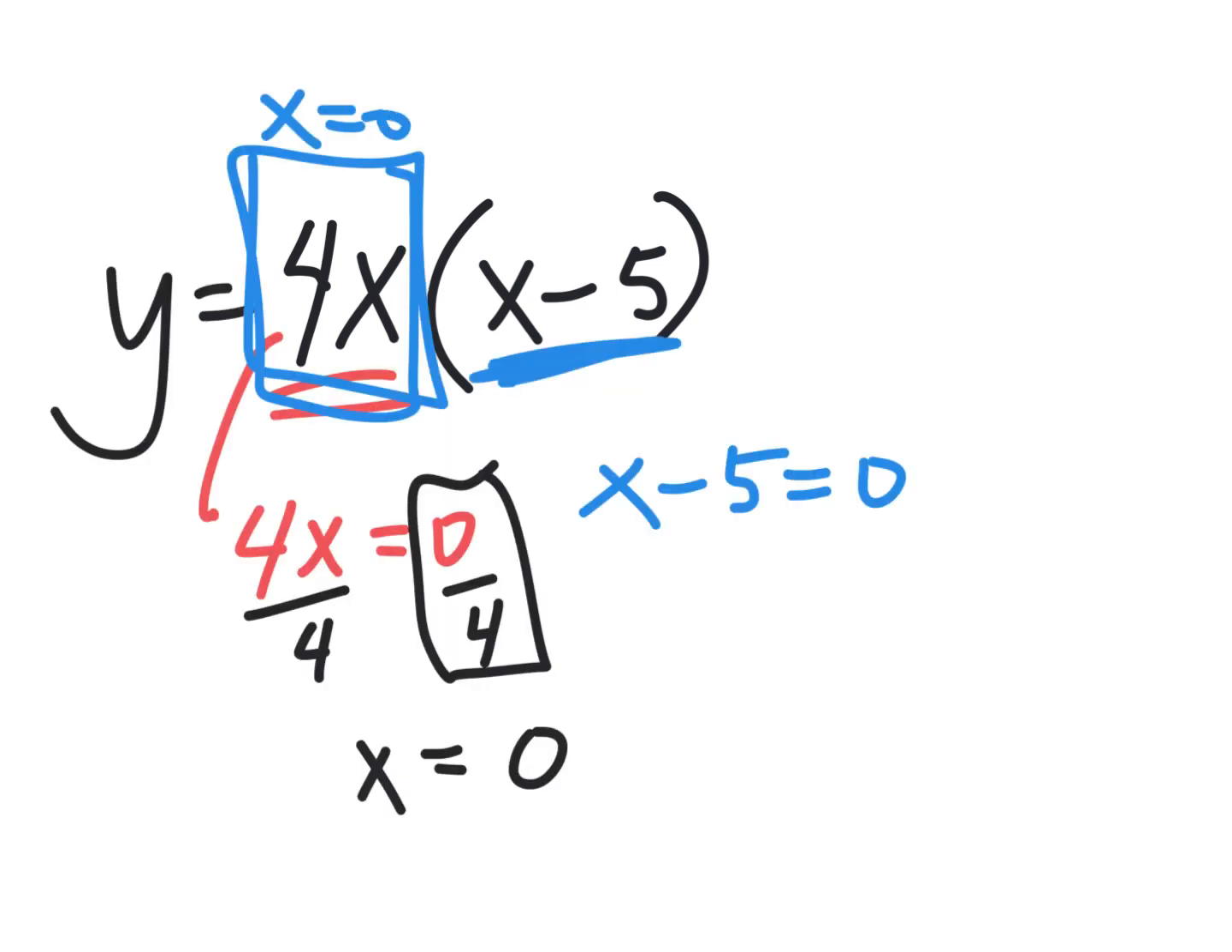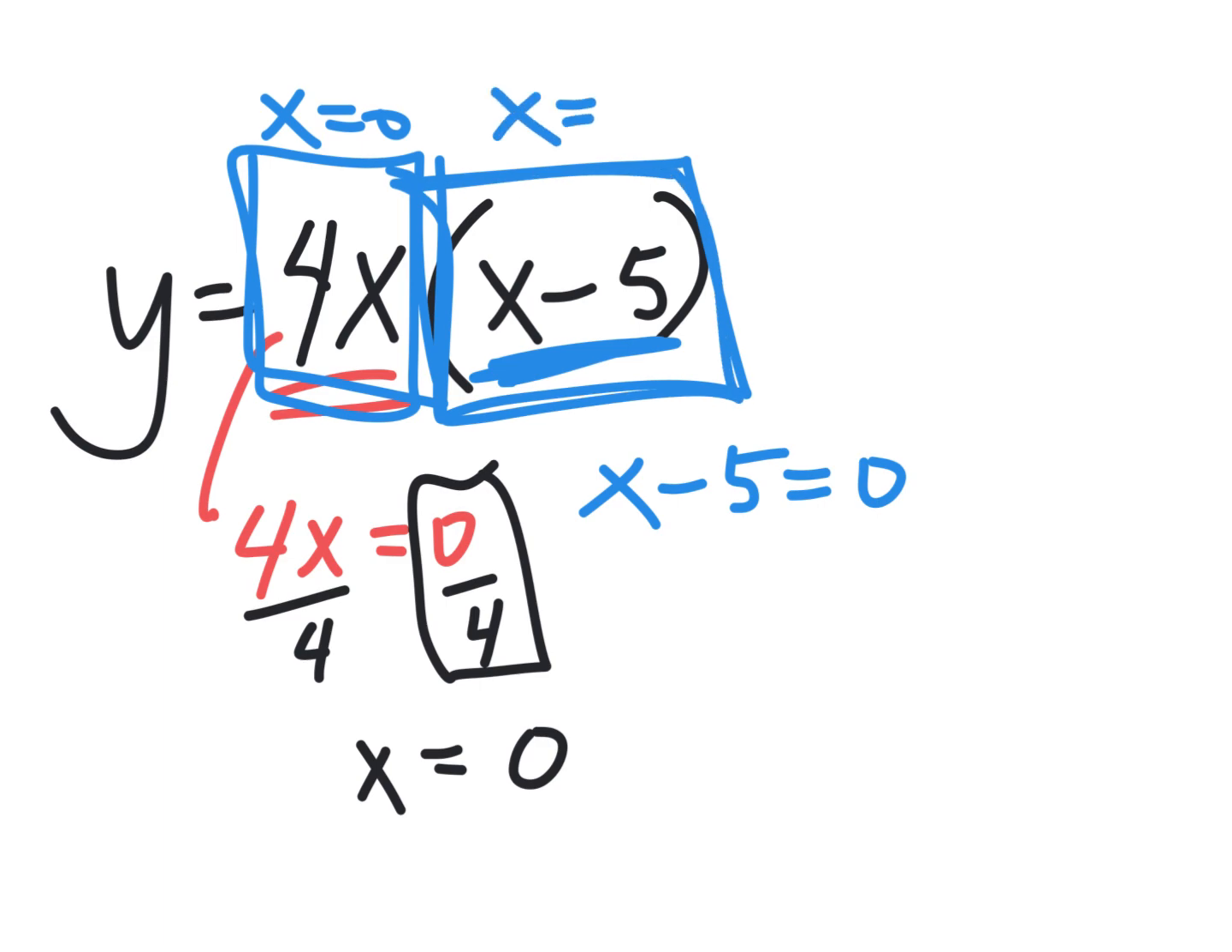That's what makes that part 0. This has an answer, and it's x equals 5, because that's what makes that part 0. So it still has 2 x-intercepts, 0 and 5. Do you get how that's just a little different because the factoring looks different?